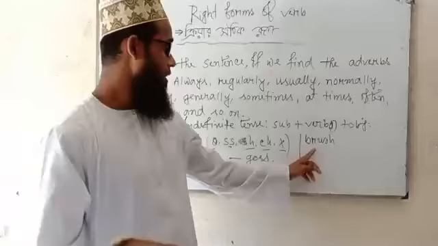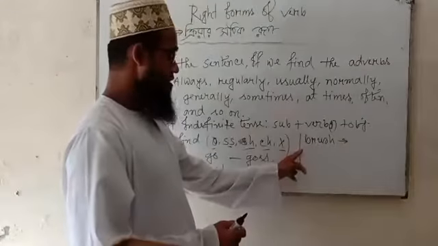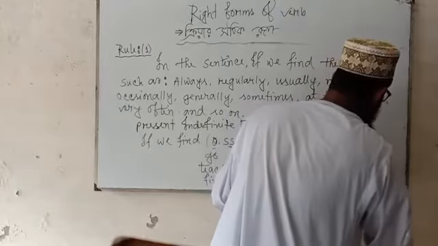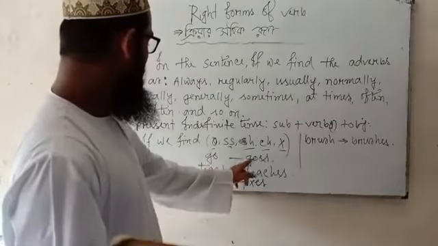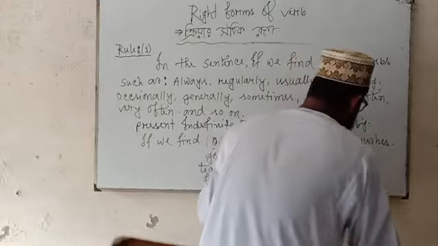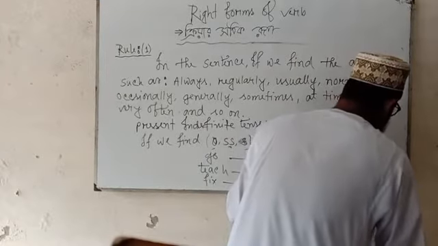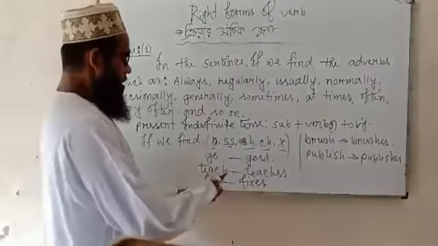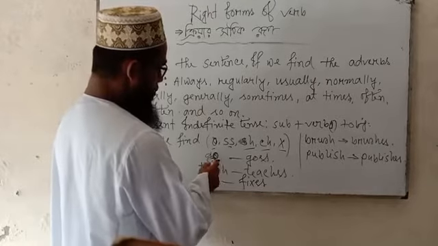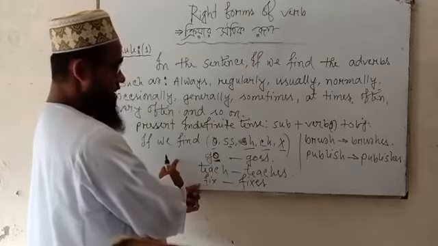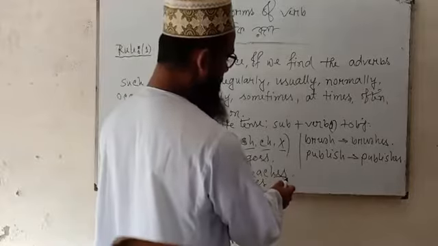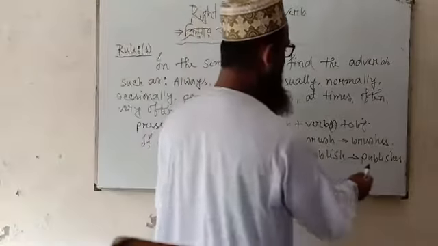Brush can be used both as noun and verb. So if our subject is third person singular number, then we have to use s or es. The brush is brushes. Go, goes; teach, teaches; fix, fixes; publish, publishes. Dear students, notice here, all these verbs we find o in the last part, so if our subject is third person singular number, then we have to use es: fix, fixes, brush, brushes, publish, publishes.